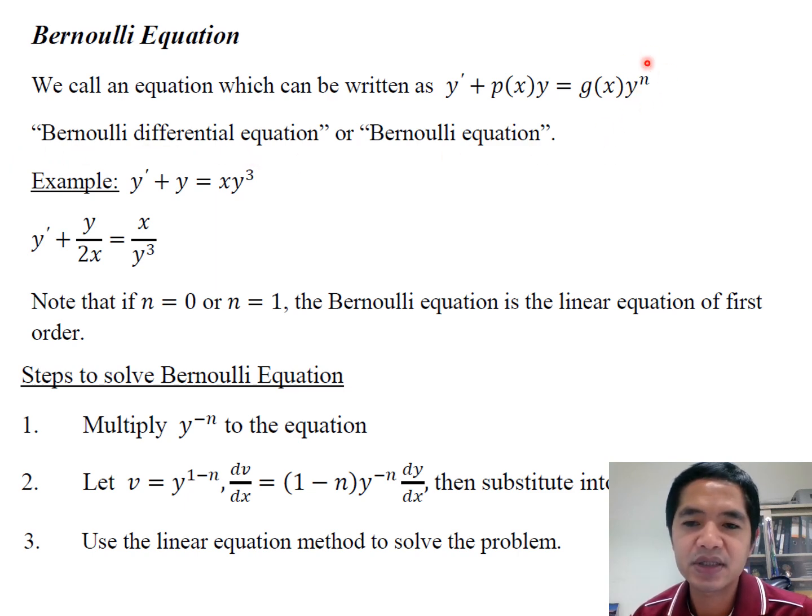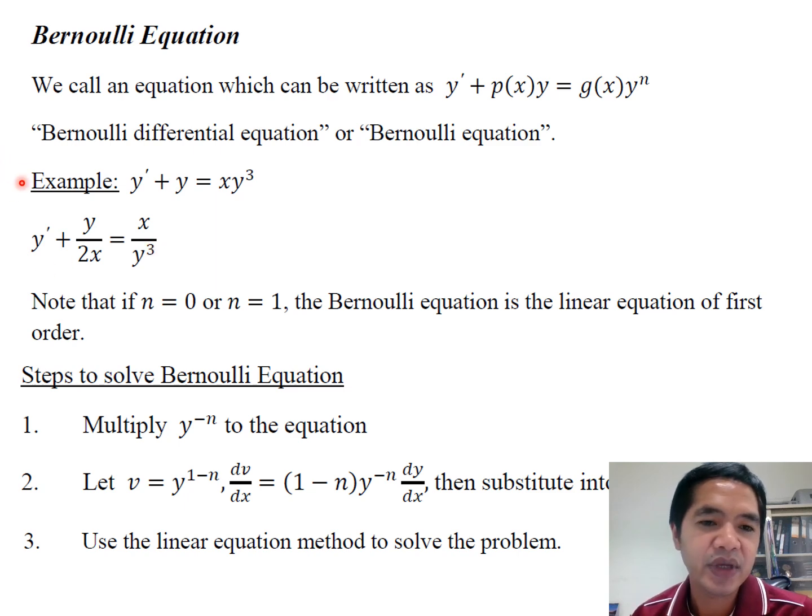The important point here is that n should be 2, 3, and so on. If n equals 0 or n equals 1, it's going to be the linear equation form of first order. Let's look at an example. Here we have y prime plus y equal to x times y to the third. n in this case is equal to 3, so this is a Bernoulli equation. The second one is y prime plus y over 2x equal to x over y to the third. In this case, n equals minus 3, so this is also a Bernoulli equation.